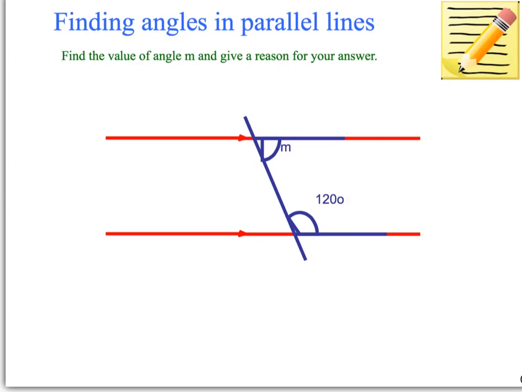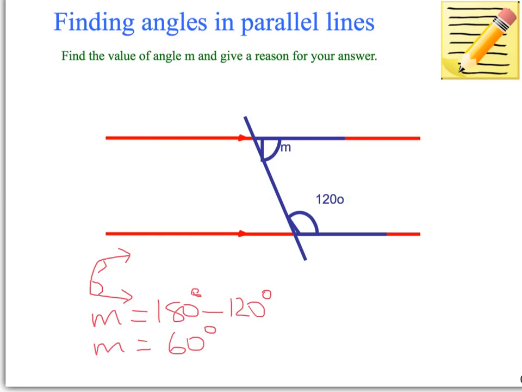Alright, this one, what sort of angle is it? I think this one's the easiest one. So this is the co-interior angle, and the symbol for that one is the C shape. And so remember, co-interior angles aren't equal, are they? They add up to 180 degrees. So M equals 180 degrees minus 120 degrees. I didn't do a very good degree sign there. Therefore M equals 60 degrees.